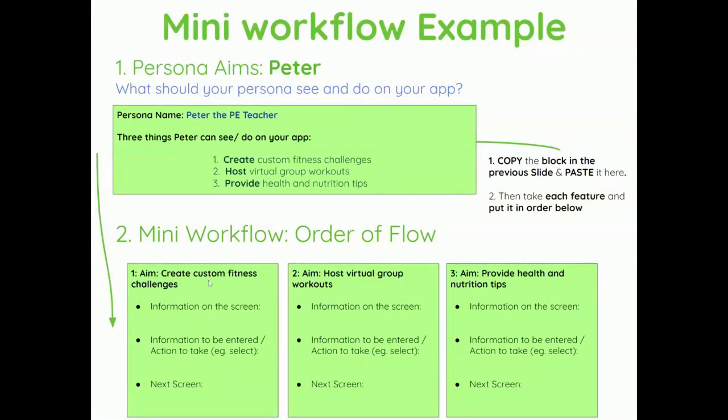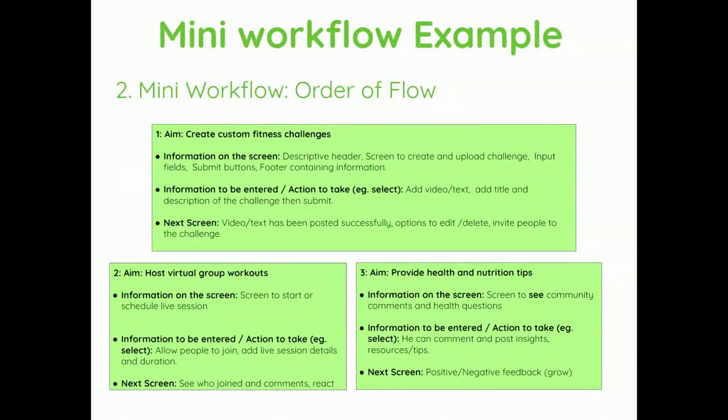So in the mini workflow, we need to think about what information will be on the screen, what information needs to be entered, or what action needs to be taken for the persona to achieve their aim. And then lastly, we need to think about what will be on the next screen. So using these three aims over here, we will add them to our mini workflow as our titles and then break down what our persona will be seeing on their screen. So let us do another example of Peter's mini workflow.